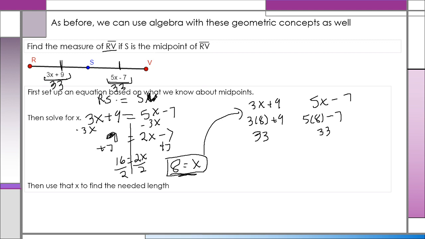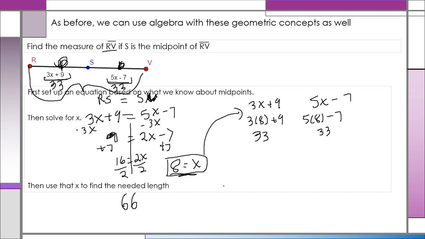So again, the second mistake people make is saying that, okay, my answer is 33. Well, it's not, because I asked you to find the measure of RV, not RS or SV. So I want the measure of the entire distance. I want this entire length here. So if this piece is 33 and this piece is 33, that means together they're going to be 66 units long. So always make sure you read the question, figure out, did I find what the question was asking?